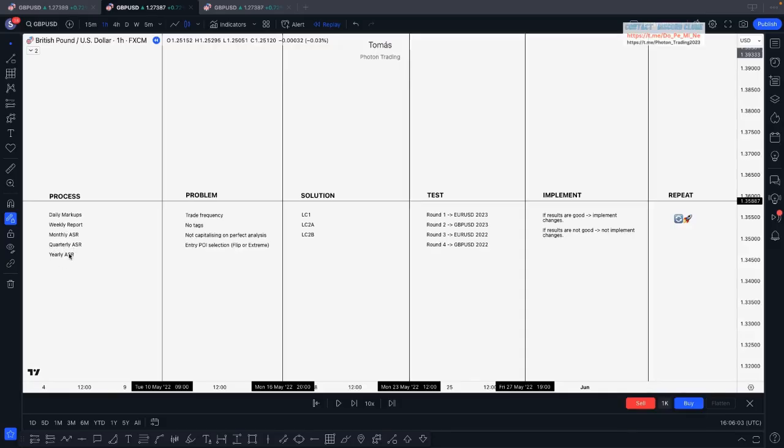And then the yearly ASR. This is where you need to dedicate a few weeks, not days, a few weeks at the end of the year, and go over all the quarters.